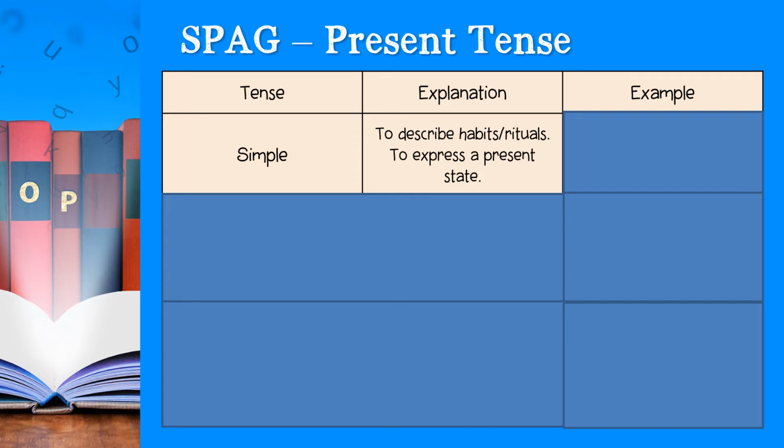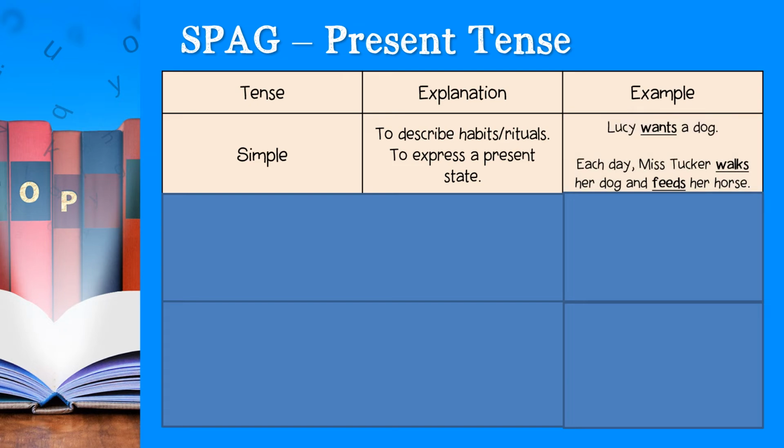So we tend to use the present simple tense when we're describing habits or rituals that occur on a daily basis, or to express a present state. So something that is continuing to happen and is like a state, or a feeling or an emotion. It's quite hard to explain this one, so I'll show you a couple of examples. So Lucy wants a dog. So the present state of Lucy is her wanting a dog. She wants one. She's not going to not want a dog one minute and then want a dog the next. She's going to continually want the dog. So Lucy wants a dog.